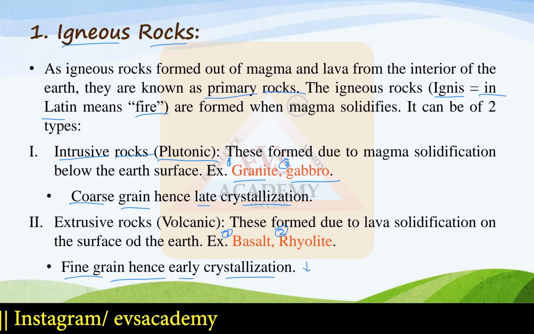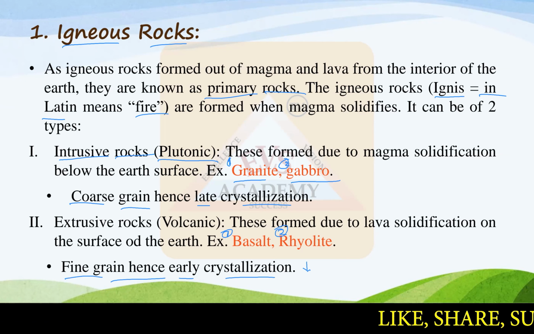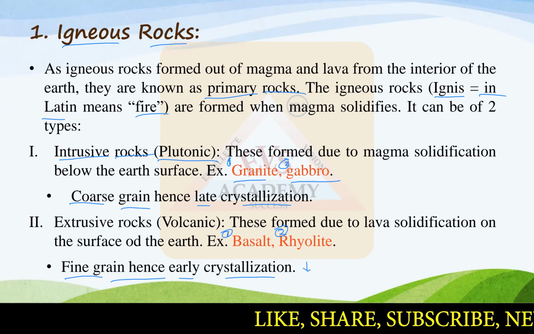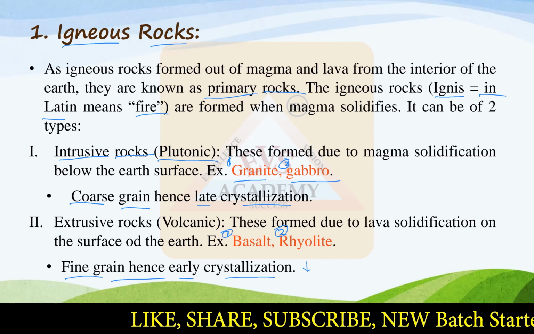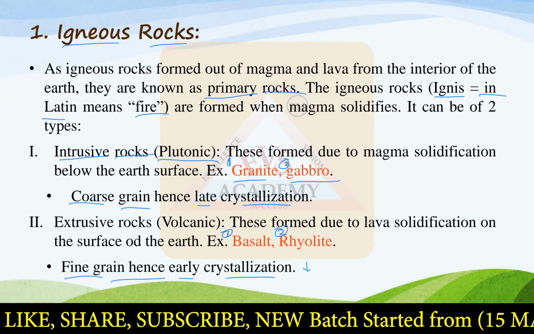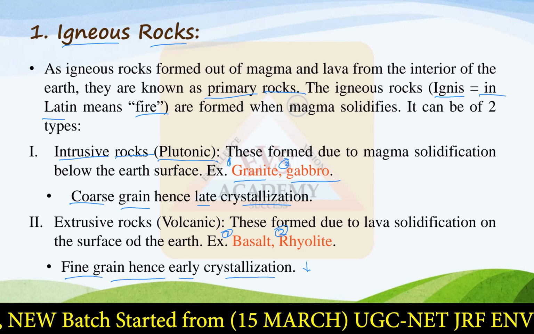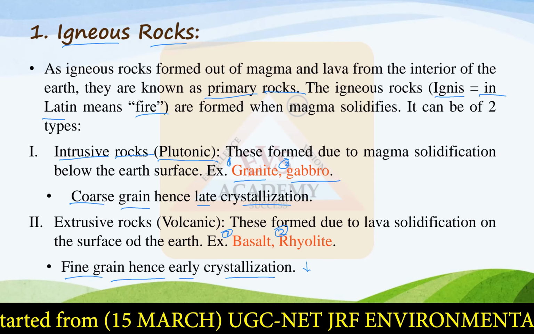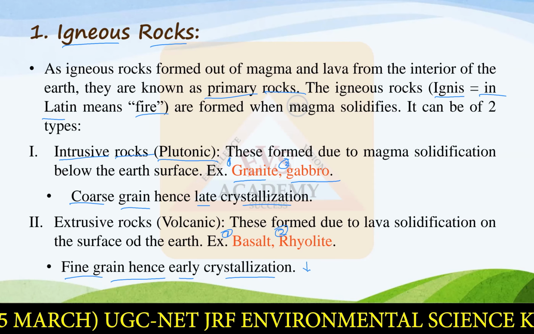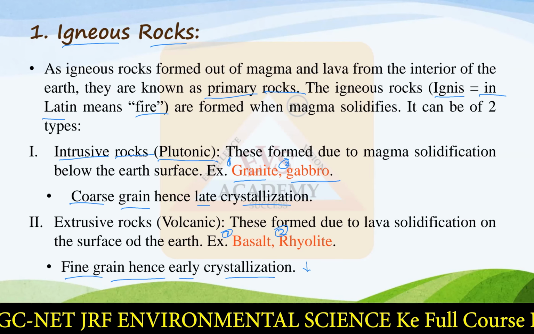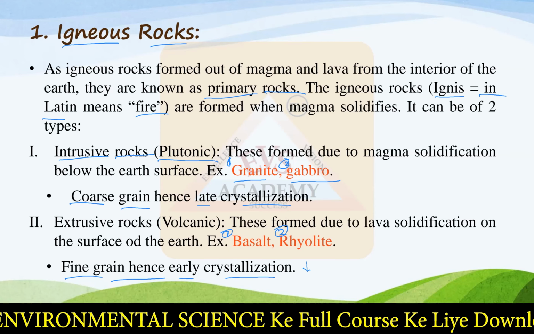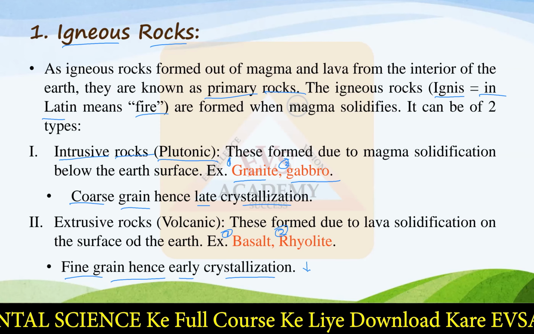So it cools down very quickly, and early crystallization takes place. Because early crystallization takes place, there is no coarse grain formation. That's why the whole rock is made up of fine grains. So these are the fine-grained rocks. I hope the examples as well as the types of igneous rocks are clear to you. Both the examples and the types are very important, so remember them very carefully.